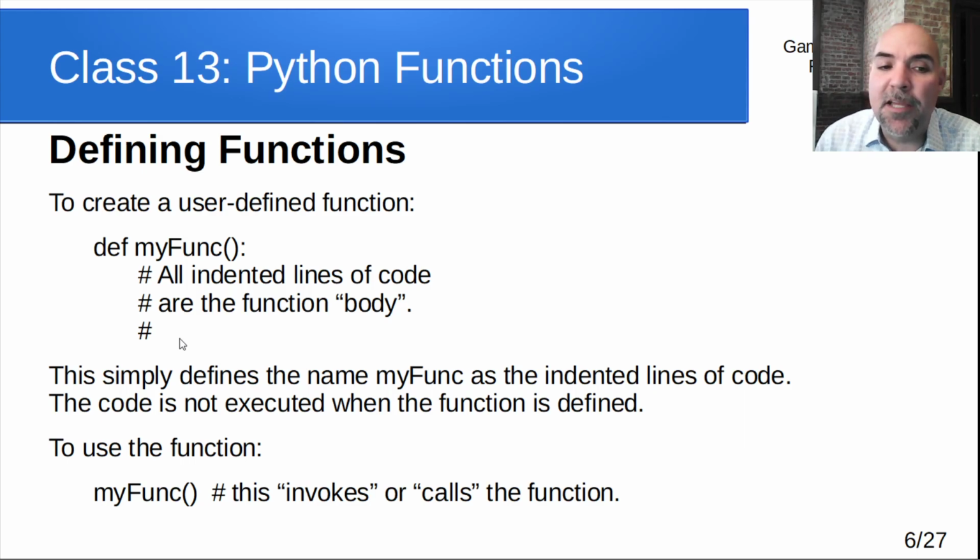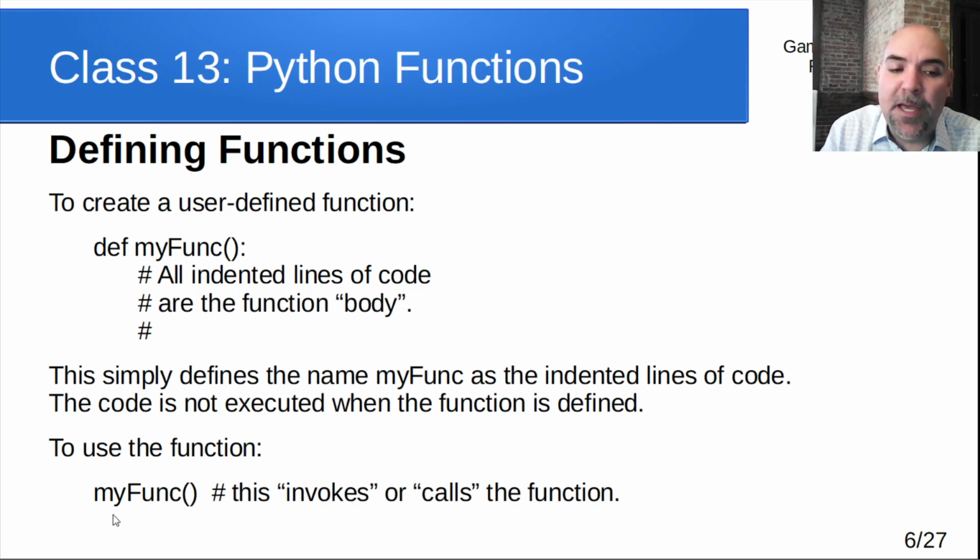We're basically just saying, hey, create this recipe, my func, whatever it is. It might be like fire lasers. And this is what I do when I call that function. But defining it does not take any action yet. We're just defining it. So to use the function, we have to call it or invoke it.